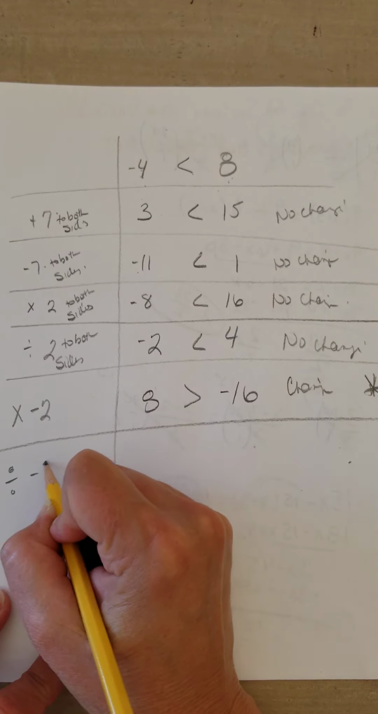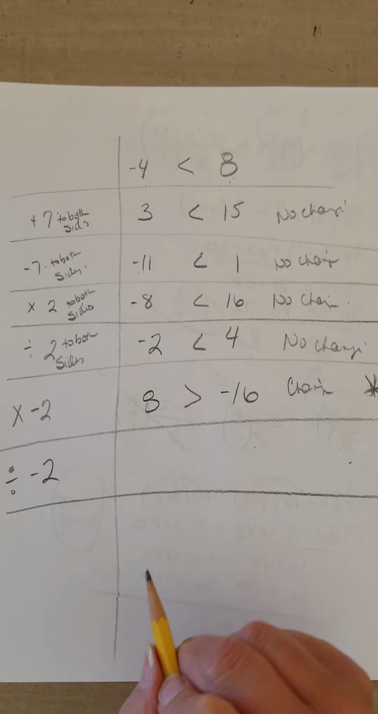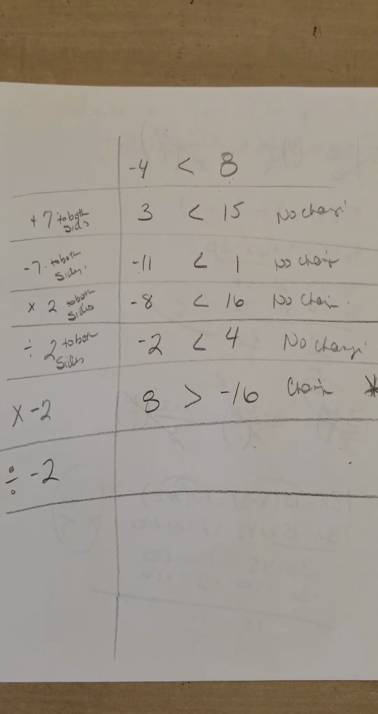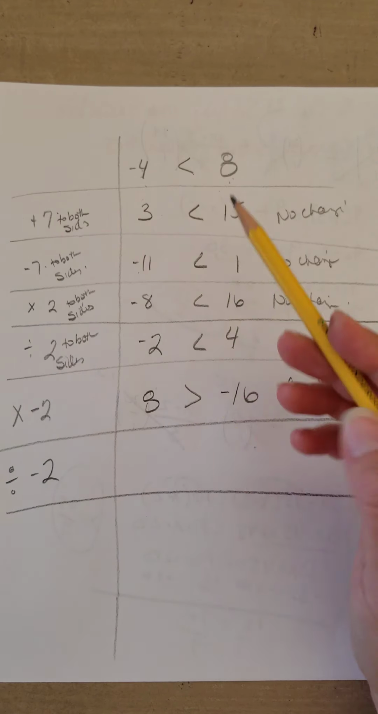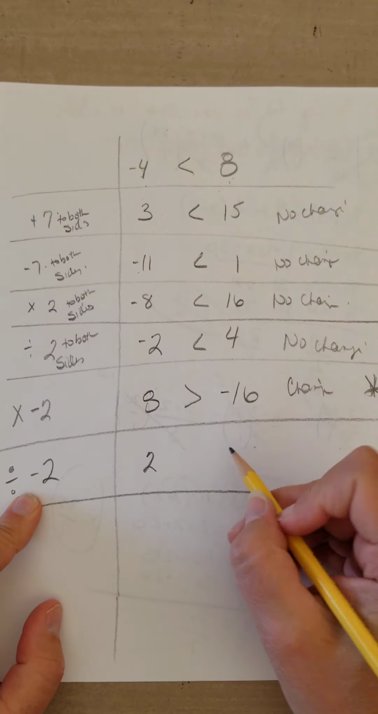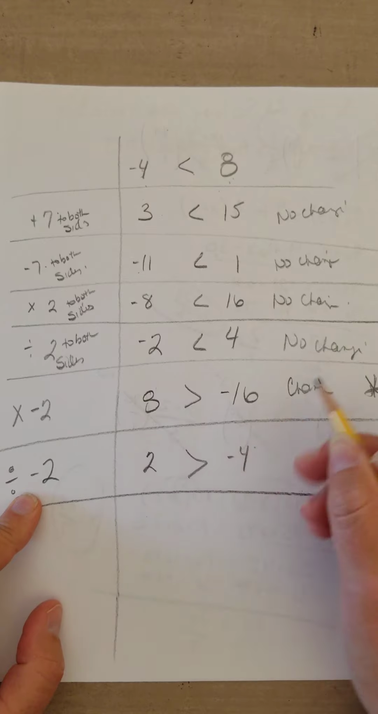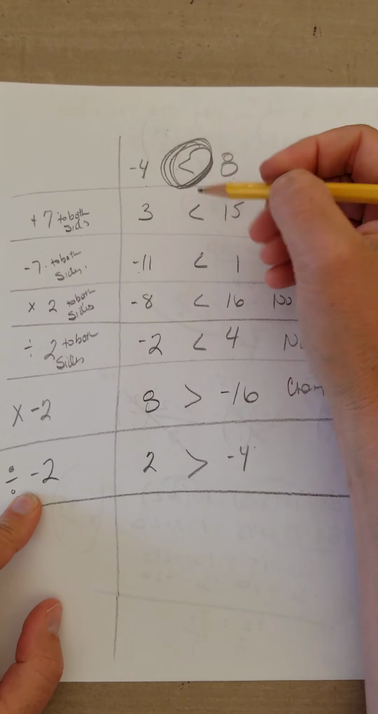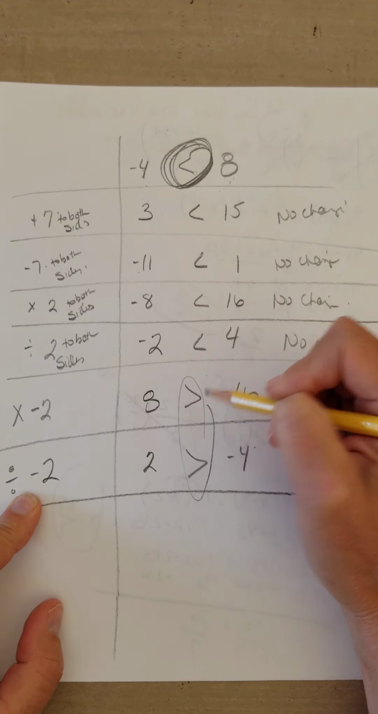Let's divide by a negative number. Let's divide by negative 2, because dividing by a negative is not the same as multiplying by a positive, so I can't do the whole thing I did with adding and subtracting. Negative 4 divided by negative 2 is 2. 8 divided by negative 2 is negative 4. Which one's bigger? 2. There is a change from the original one, because this is the original one. All of them are the same until I get to there. Change.